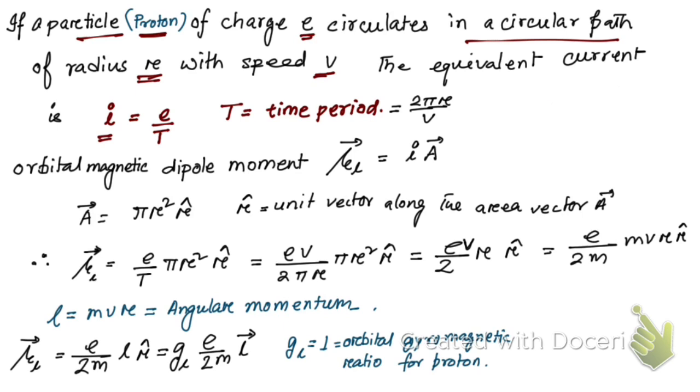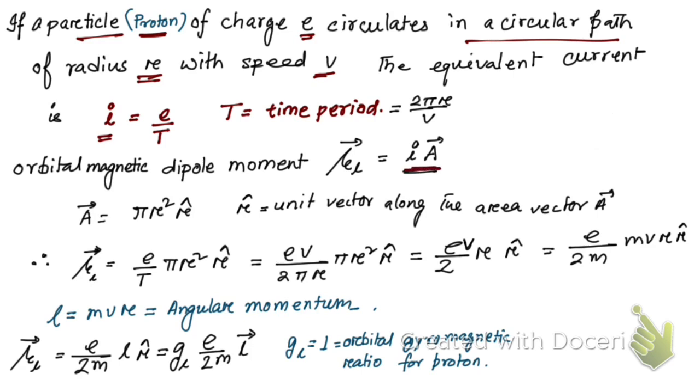Now you see, when a charged particle circulates, this circular loop behaves like a magnet. And if it behaves like a magnet, then the magnetic dipole moment is given by, if the area of this loop is A and the current through it is I, the magnetic moment is I into A.